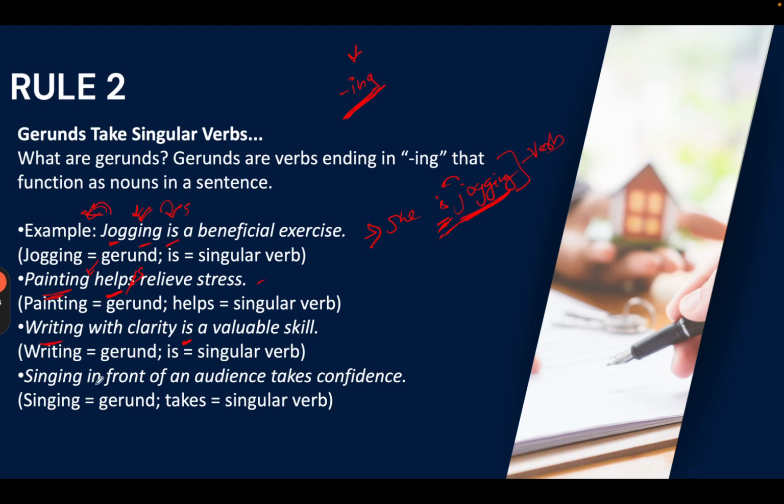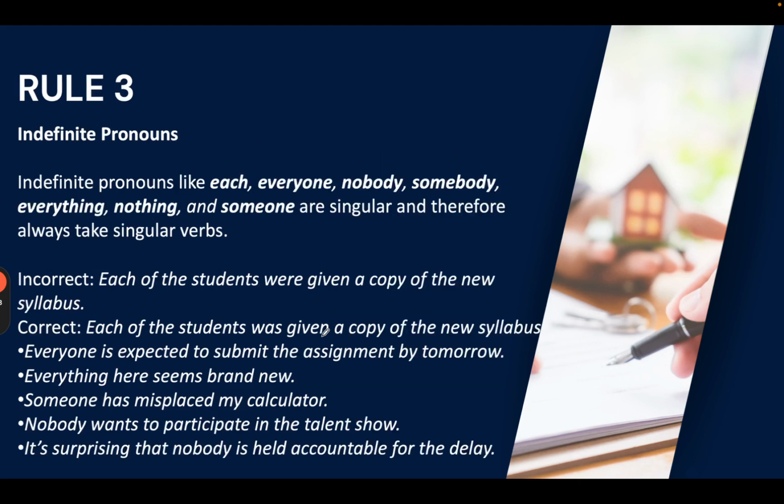The last sentence: Singing in front of an audience takes confidence. Singing is the noun, the gerund that's starting the sentence. And what is the verb that we are using for this? Takes. This is the singular form of take. So this rule says that whenever a gerund or ing ending word is acting as a noun, it will always take a singular verb. Let's go ahead and see rule 3.